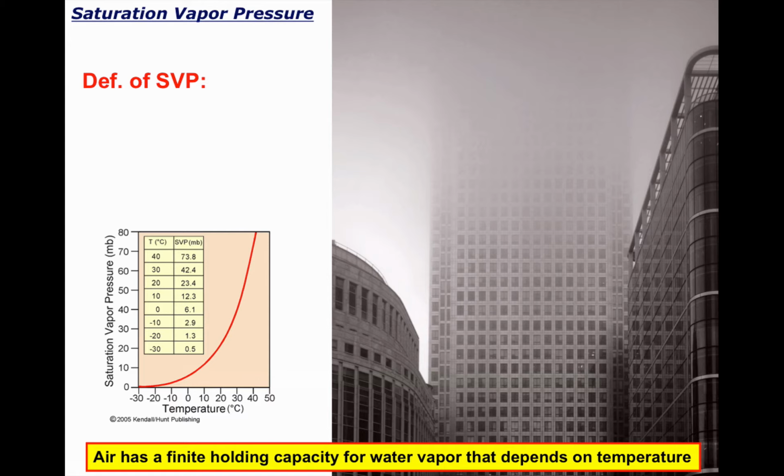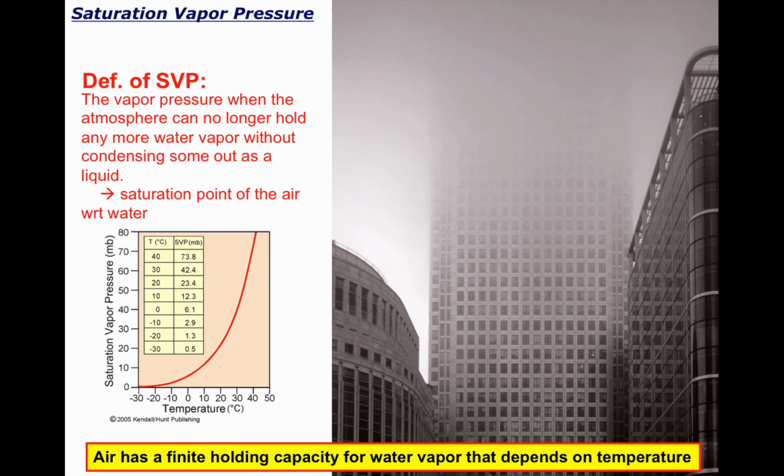Well, to understand water vapor and its partial pressure in the atmosphere, we need to talk about something called the saturation vapor pressure. The saturation vapor pressure is just this. It's the vapor pressure when you've completely saturated the atmosphere with respect to the amount of water vapor it can contain. So basically, as you see in this bullet point, it's the saturation point of the air with respect to water. And as I told you, it's a function of temperature, and that's what this figure down here at the bottom says.